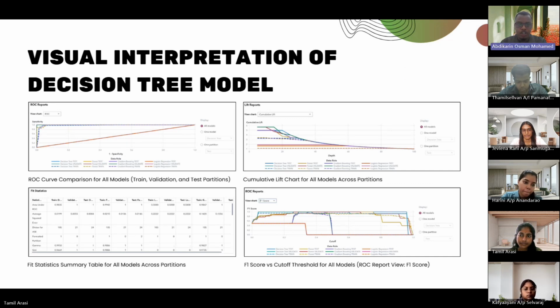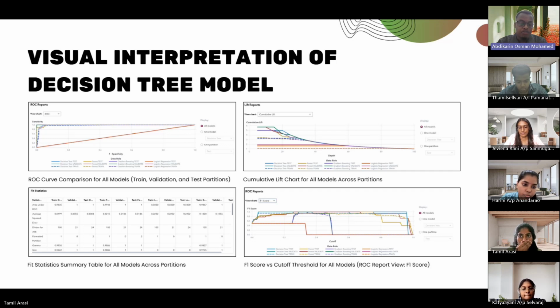Thank you so much. Model performance comparison. So this slide compares all models using 4 key evaluation tools. So as you see, ROC curve, cumulative lift chart, fit statistics summary, and F1 score versus cutoff.